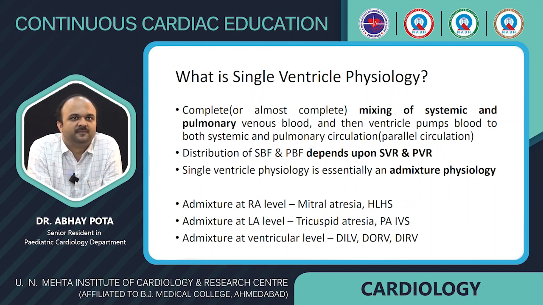Distribution of systemic blood flow and pulmonary blood flow depends upon SVR, systemic vascular resistance, and pulmonary vascular resistance. Single ventricle physiology is essentially an admixture physiology. Admixture is seen at RA level in case of mitral atresia and HLHS, at LA level in case of tricuspid atresia and PIVS, at ventricular level in case of DILV, DORV and double inlet right ventricle.